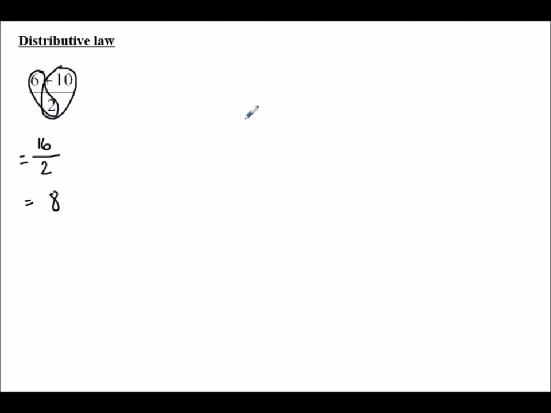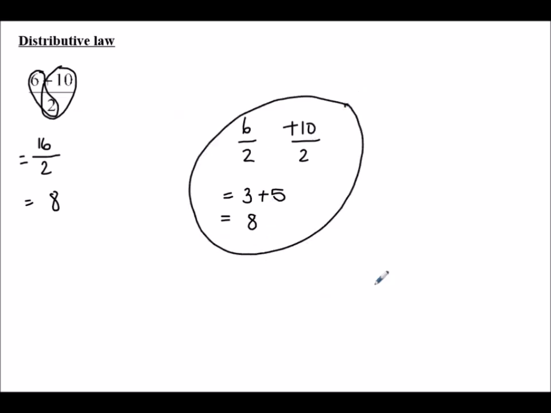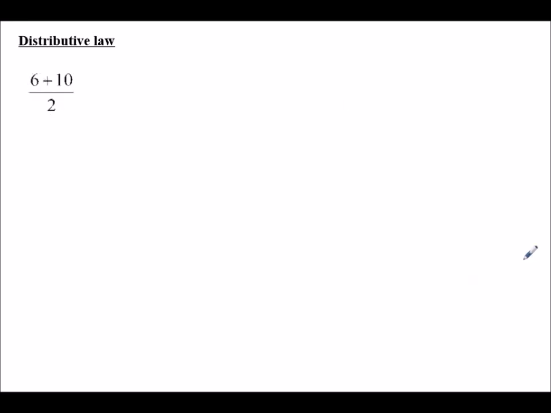So I could also say that is 6 over 2 plus 10 over 2. Remember, the sign follows the term, the sign comes before the term that follows it. Right, 6 over 2 is the same as 3, plus 10 over 2 is the same as 5. And 3 plus 5 is 8. So we are going to make use of this way of dealing with fractions when we do division in algebra. Let's look at the first example.